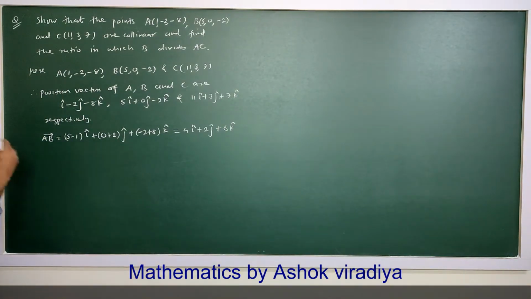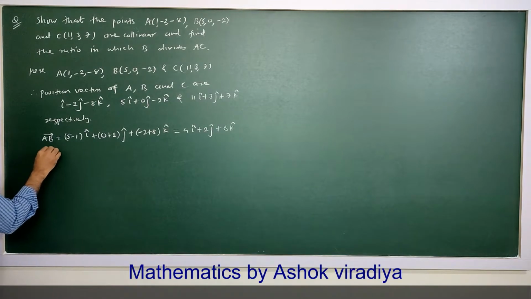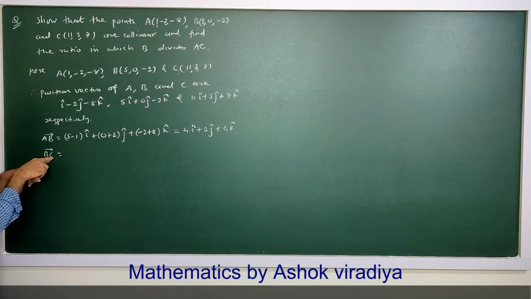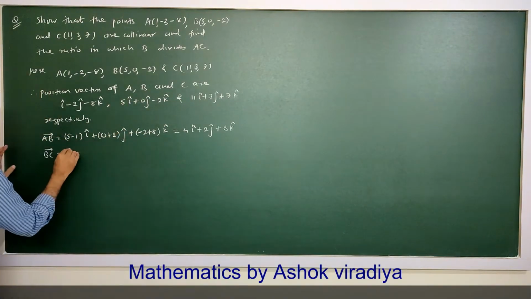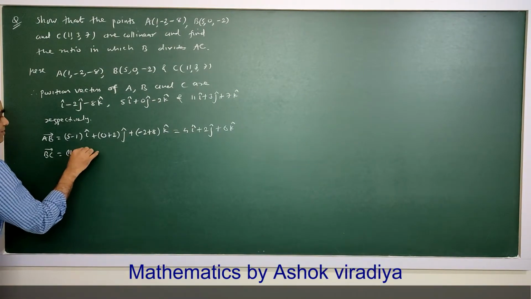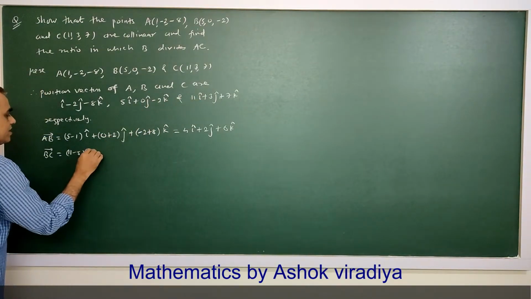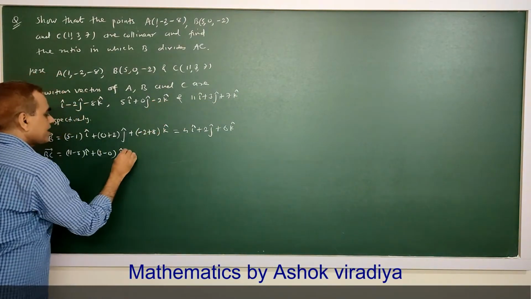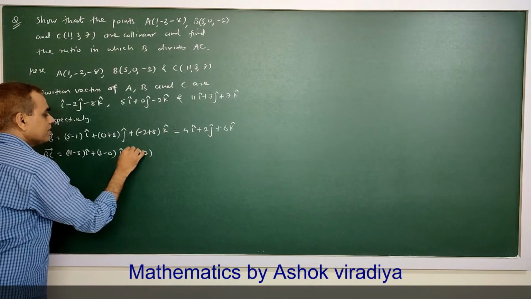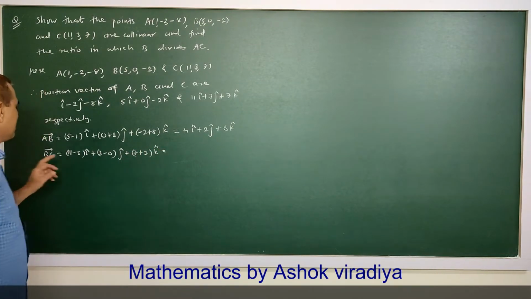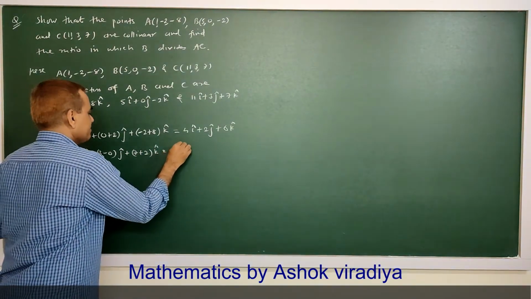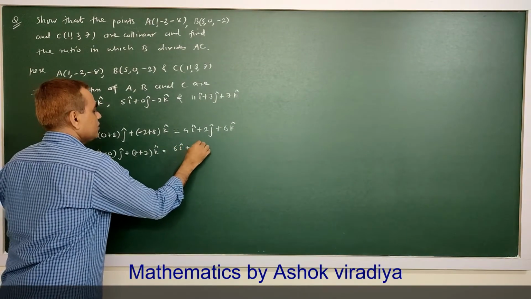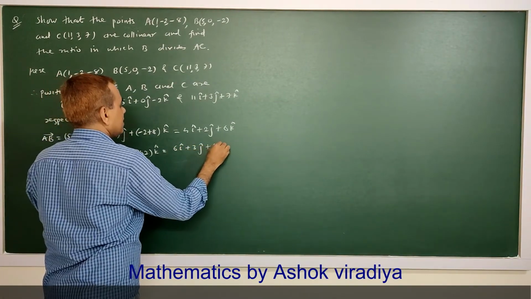Then we find vector BC. Vector BC is the position vector of C minus the position vector of B. So that is 11 minus 5 times i, 3 minus 0 times j, 7 minus minus 2, that is 7 plus 2, times k. So it is 6i plus 3j plus 9k.